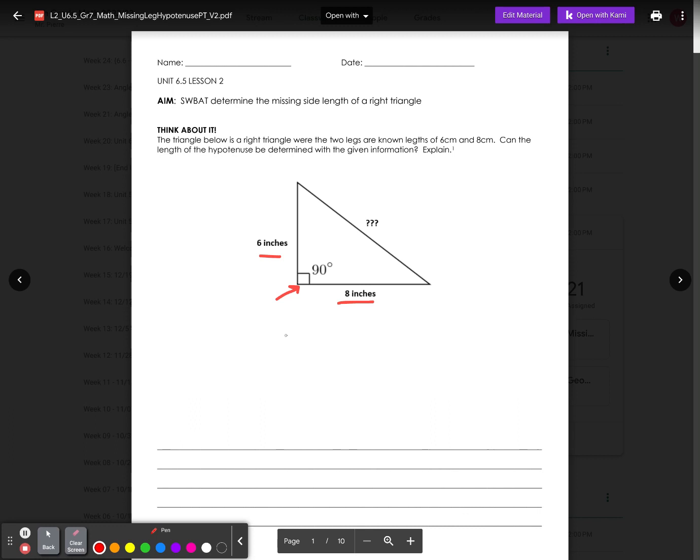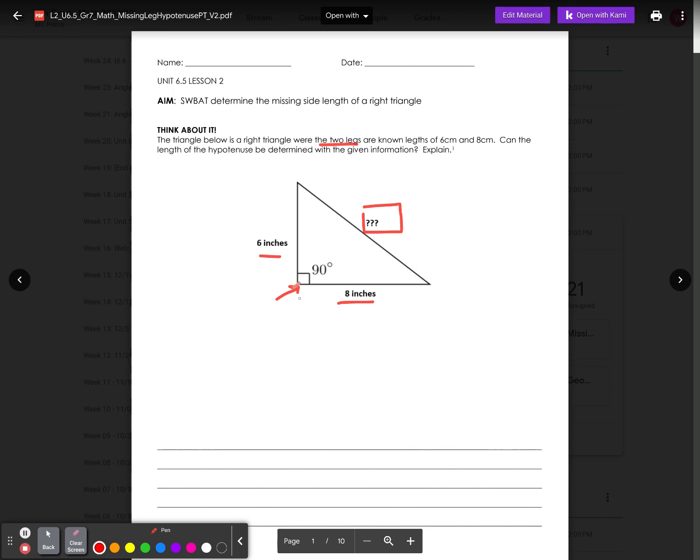And explain. Well, we saw in the other video that the sum of the squares of the legs is equal to the square of the hypotenuse. And we can see that we're given the two legs. We're also told that they're the two legs. And we're trying to find what the hypotenuse is. So we know that with the triangle, it's specified.